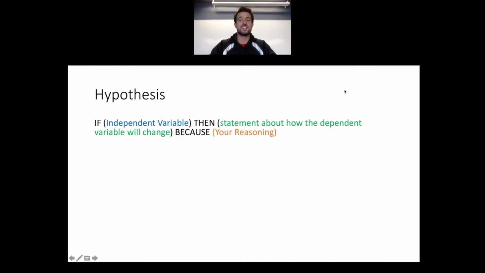Here's what a hypothesis is. A hypothesis is an if, then, because statement. So those are kind of like the three key parts of the framework. You need an if, you need a then, and then you need a because. After your if comes your independent variable. After your then comes a statement on how the dependent variable will change. And then the because is your reasoning.